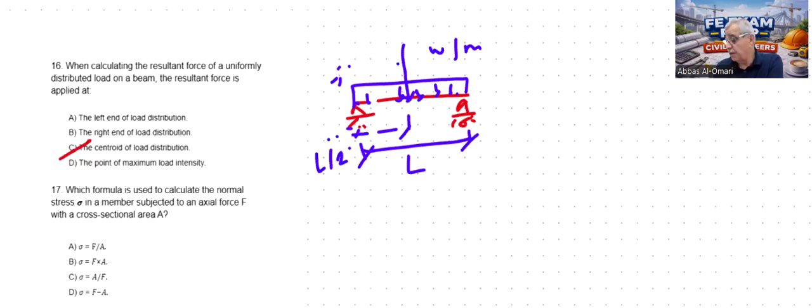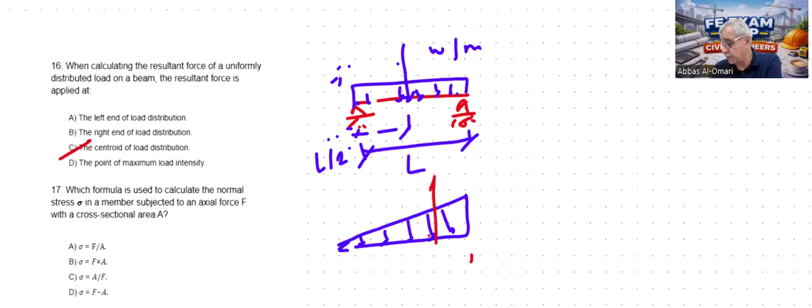If the load is, for example, a triangle, the resultant acts at the geometric centroid of the triangle, which is L over 3 from here. So the resultant force acts at the centroid of the load distribution.